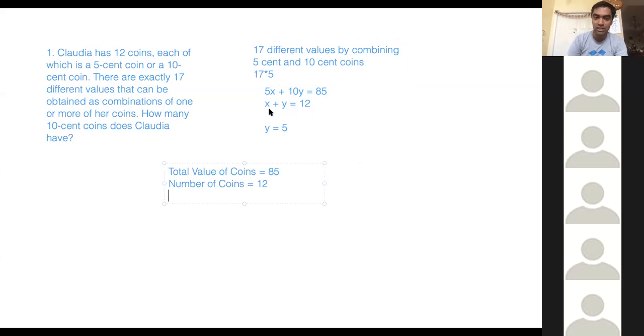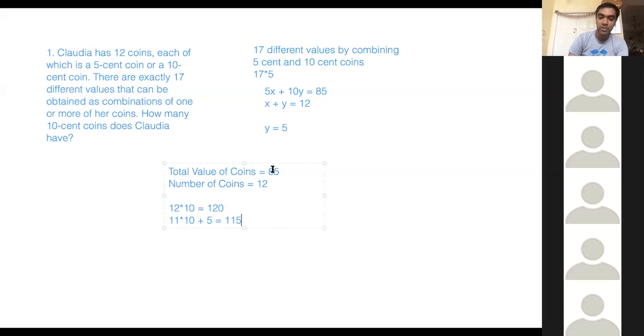So one way is like Preeti said, if you make x the number of 5-cent coins and y the number of 10-cent coins, you can do x plus y is equal to 12, and then 5x plus 10y is 85, and solve the two equations to get y equals 5. The other way is, let's say all the coins were 10-cent coins, what would be the total value? It would be 120, right? So if one of those became a 5-cent coin, then it would be 115.